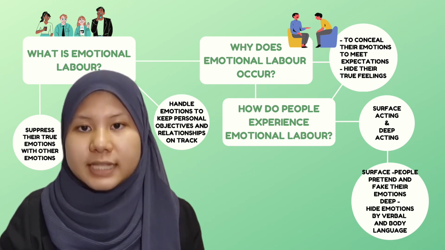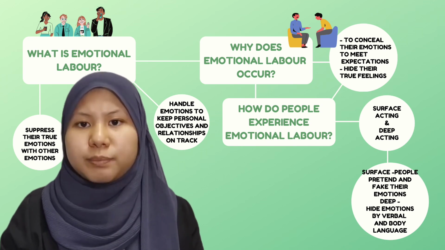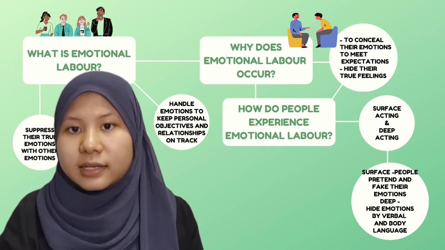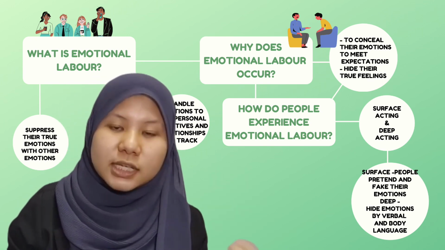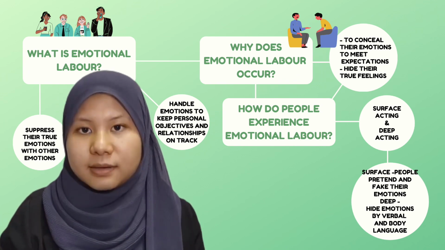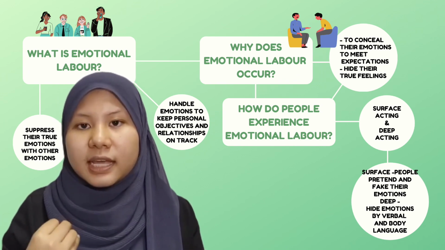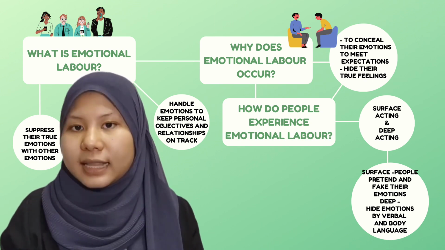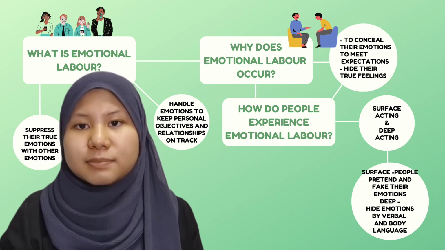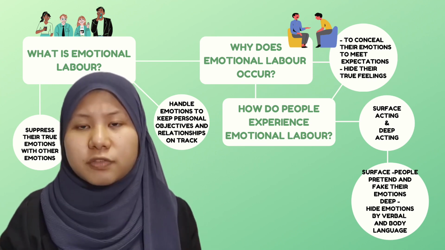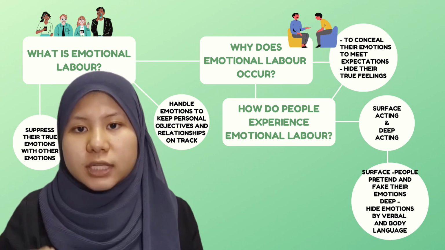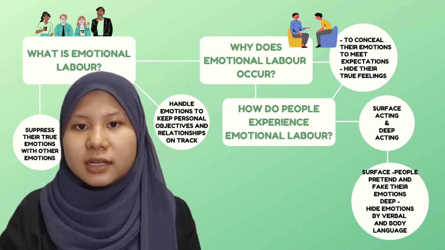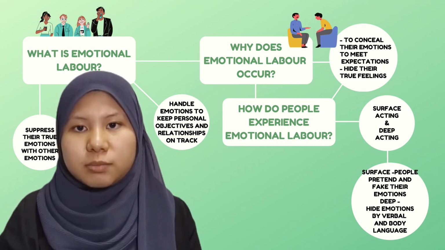The first one is surface acting. Surface acting is done when people pretend and fake their emotions, where they will hide the emotions by using body language and verbal communication. For example, when dealing with customers, they will smile and use soft tones when talking to others. On the other hand, deep acting is done when a person projects other emotions instead of their real emotions. They will control their real emotion while convincing themselves that they are feeling a certain emotion instead of their real emotion.